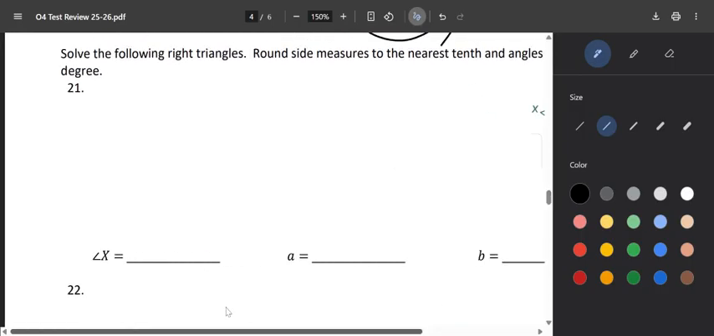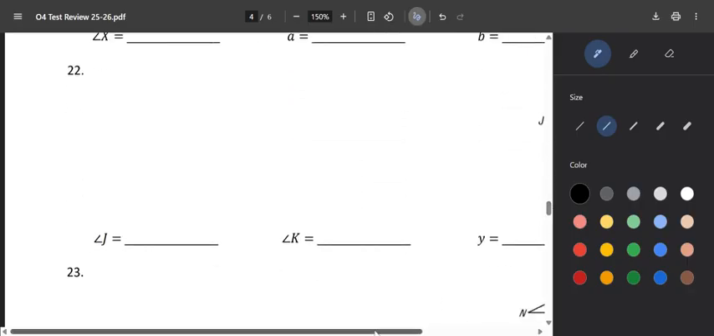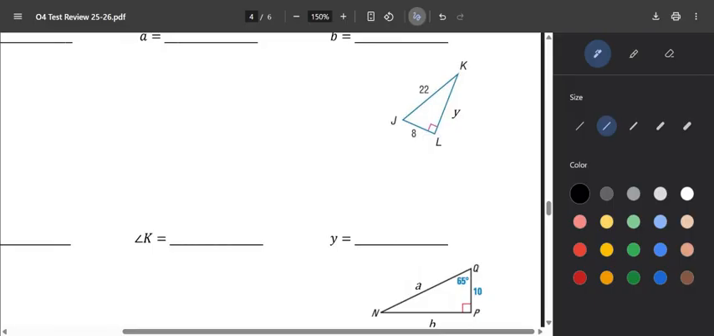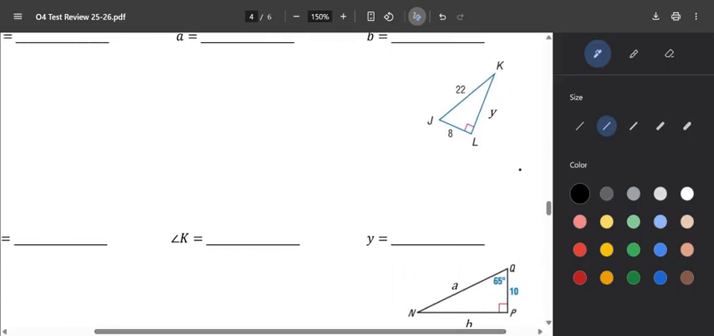Let's talk about solving some right triangles. Let's go ahead and actually look at number 22. Okay, so 22, we need to find all three angles, all three sides. We're given some of them, and then this test review, like your test, will tell you which ones are left to find. It does not matter which order you go in. I'm just going to go in the order it tells us, right? It says J, then K, then Y, but it really shouldn't matter.